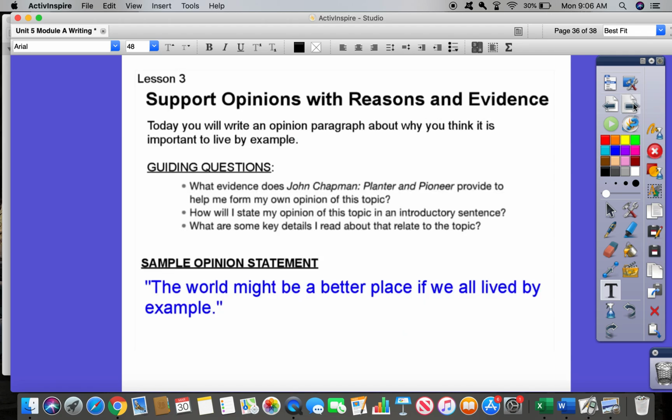So to support opinions with reasons and evidence. Today, you will write an opinion paragraph about why you think it is important to live by example. Some guiding questions to help us are, what evidence does John Chapman, Planter and Pioneer, provide to help me form my own opinion of this topic? How will I state my opinion of this topic in an introductory sentence? And what are some key details I read about that relate to the topic? So for example, you might say, the world might be a better place if we all lived by example. That would be an opinion statement.